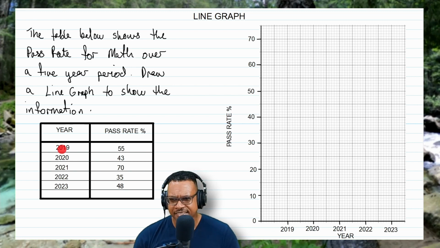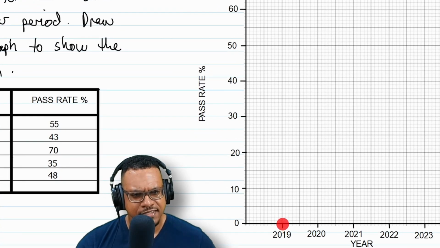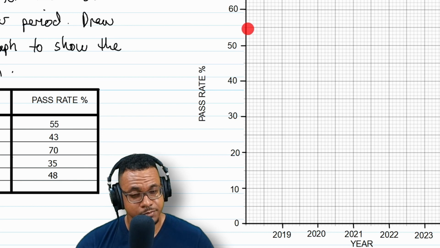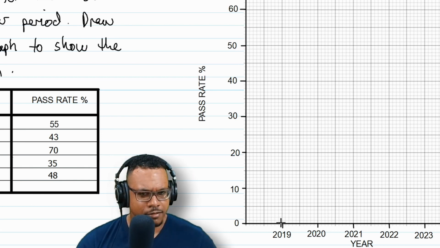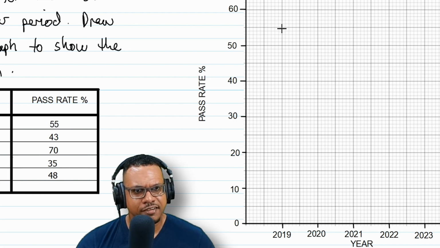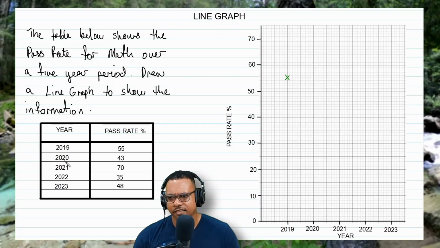So looking at 2019, we have 55%. So that means we're coming on 2019, and we're going all the way up to 55. So here's 50. So halfway in between 50 and 60 will be 55. So I'm going on 2019 and I'm going all the way up to 55 and I'm just going to make a little X here to plot our point. Like that.